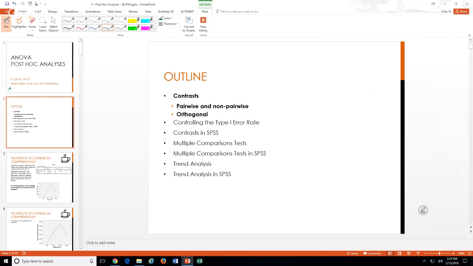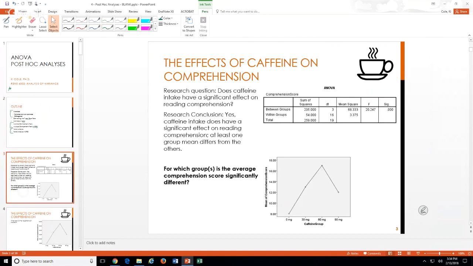We're going to talk about an overview of contrasts first, and then we'll talk about how to control the errors and how to do these in SPSS. And then we'll talk about multiple comparisons, mostly in SPSS, and then finish up with trend analysis. Between those blocks, we'll have a break. If I get to going and you need a break, then feel free to stop me.